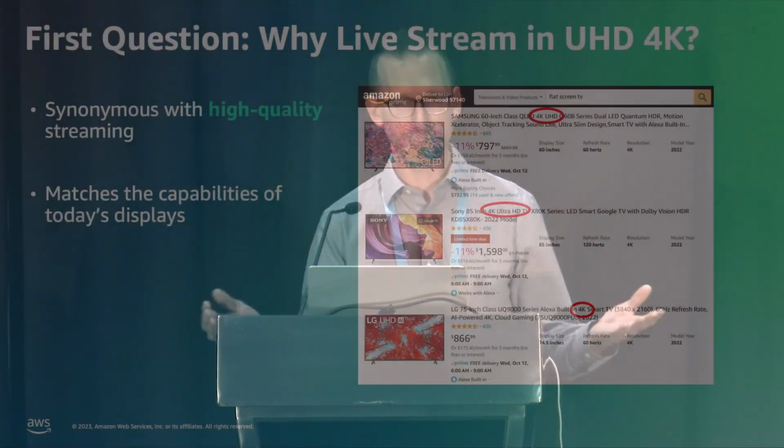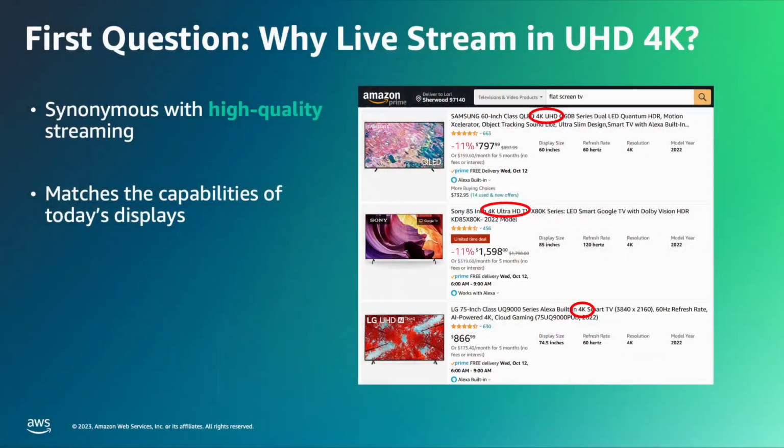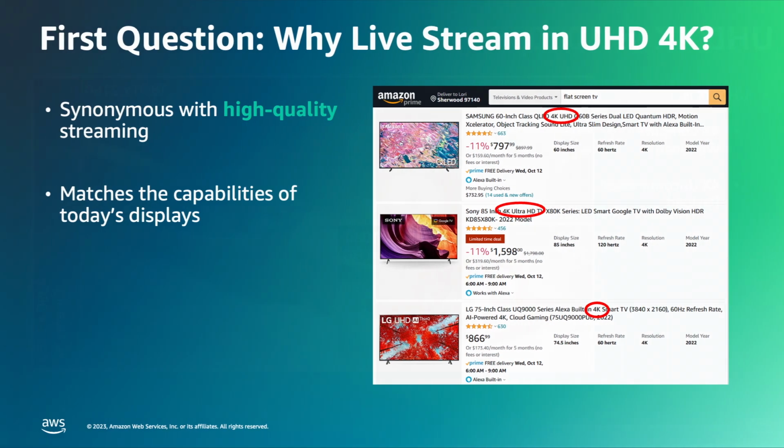All right, so first question you may have is, why are we live streaming in UHD 4K? The easy answer is that the bar has been raised for quality. Any of the major live streaming events that you see, especially sporting events like Wimbledon, IPL, Super Bowl, are all streamed in 4K this year. So our customers are really asking for us to raise the bar on quality, and 4K is becoming the standard.